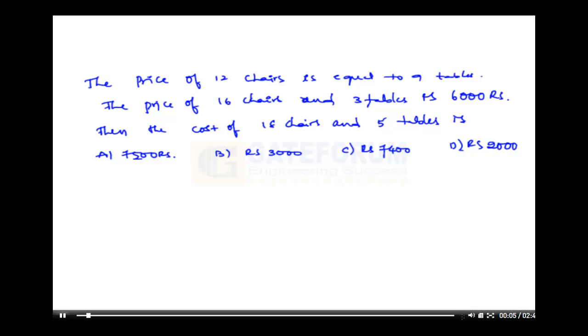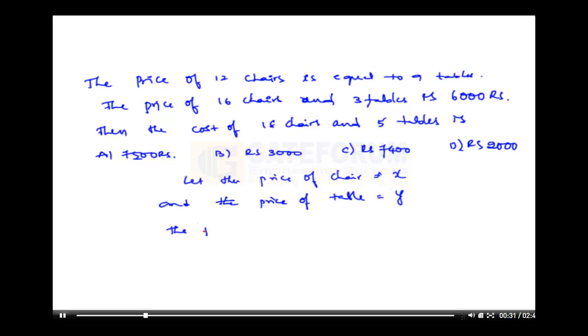The cost of 12 chairs is equal to 9 tables. So let the cost of a chair be X and the cost of a table be Y. According to the first sentence, the price of 12 chairs is equal to the price of 9 tables. So we can write 12X equals 9Y.